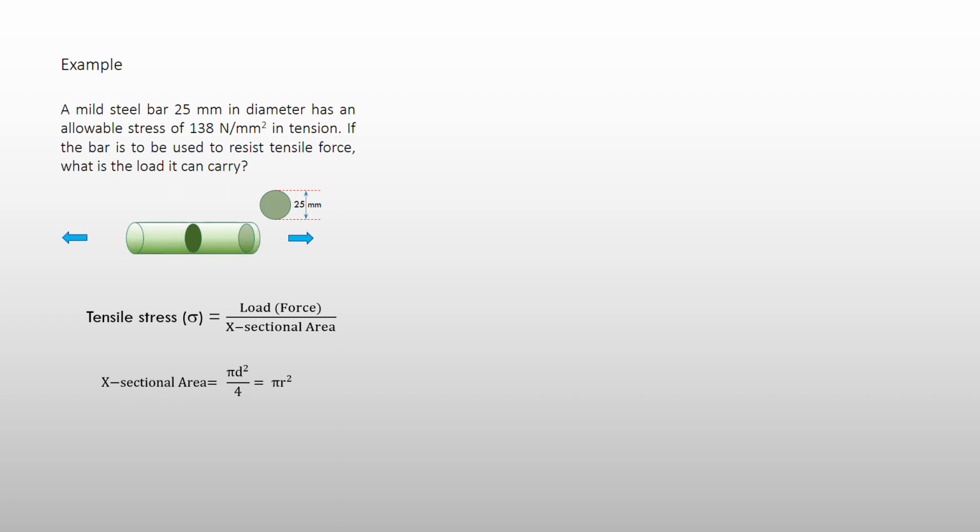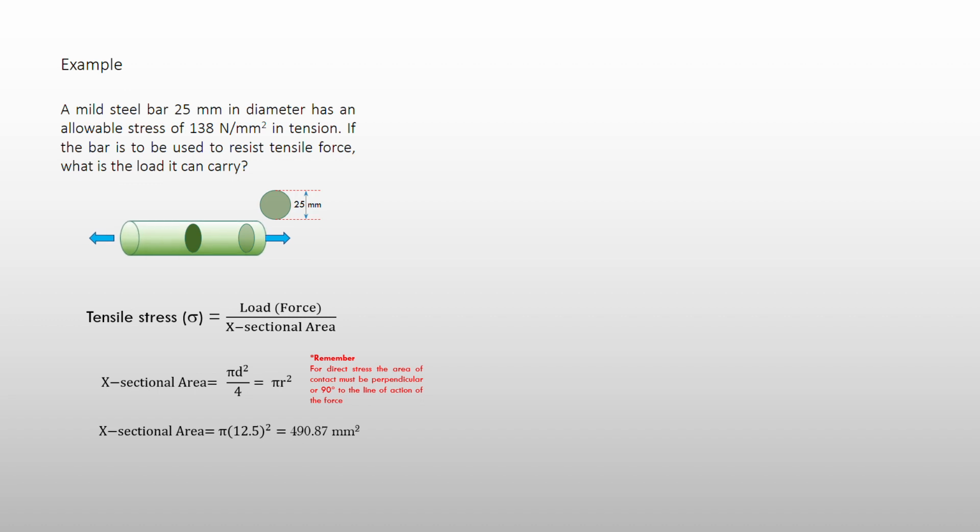If you consider mm squared, that means you have to keep the diameter or the radius in mm. Since they have given us the stress in Newton per millimeter square, it is better for us to calculate the area in terms of mm. I have put down a note here in red. Remember, when you consider the area for any direct stress, the area must be perpendicular to the direction of the force. So the cross-sectional area is 490.87 millimeter square.